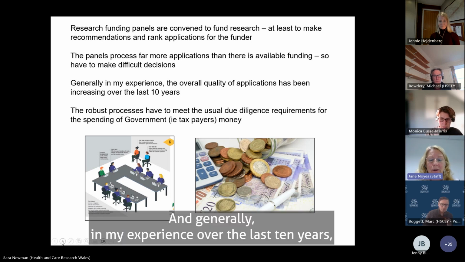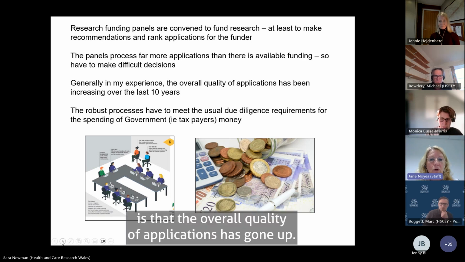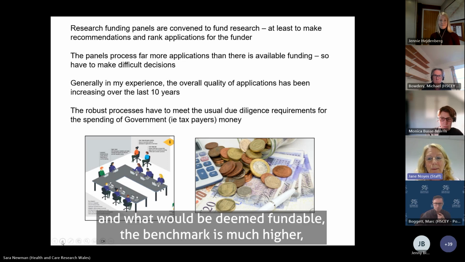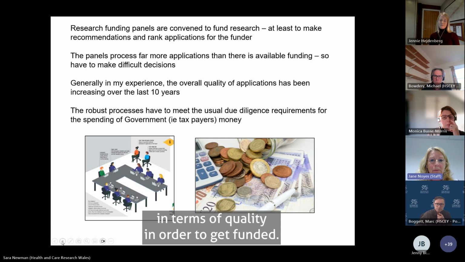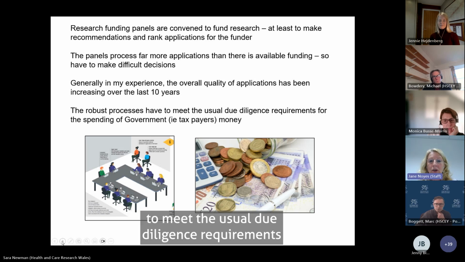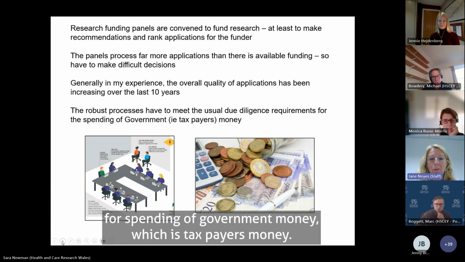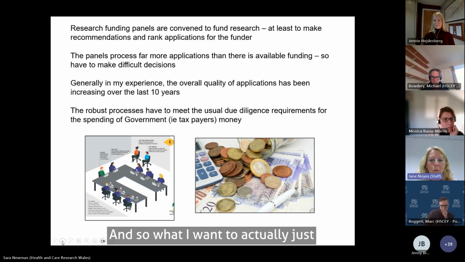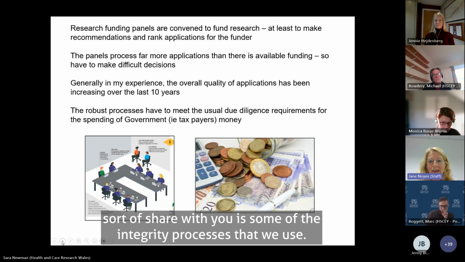And generally, in my experience over the last 10 years, the overall quality of applications has gone up. So what we fund now, and what would be deemed fundable, the benchmark is much higher in terms of quality in order to get funded. So there are robust processes, which you've been hearing about, to meet the usual due diligence requirements for spending of government money, which is taxpayers' money, and that's right and appropriate. And so what I want to just share with you are some of the integrity processes that we use.